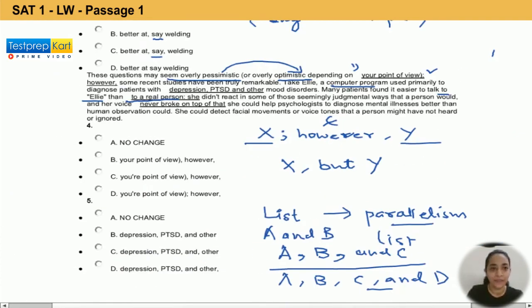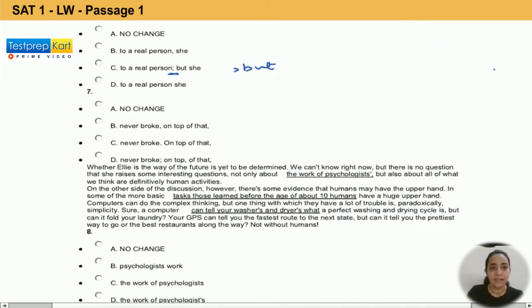Okay, so let's go to the next question. Here we have, let's look at the choices. Never broke, on top of that, never broke, and then we are completing this part. Never broke, completing this part, on top, and comma. So this looks very weird. You can just see that, right? We have not even started, but this looks weird. On top and then comma, of what, comma. Look at this. When can we use such parts? When something is incomplete, right?